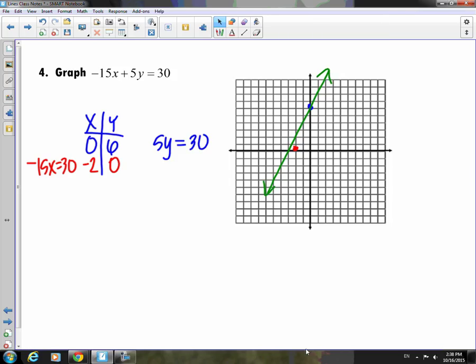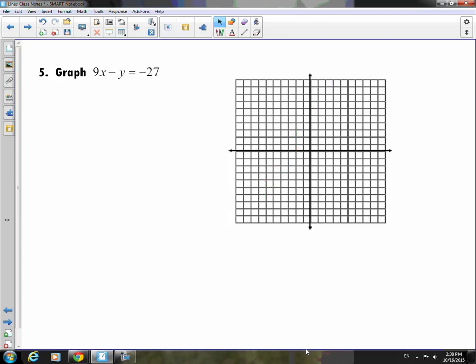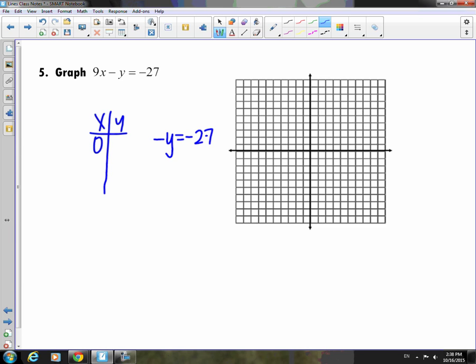Okay, staggered zeros method. We'll try number 5, staggered zeros method. Plug in 0 for x, that makes that whole term disappear. So I have negative y equals negative 27. So the negatives would actually cancel there, and that would just be a positive 27. Plug in 0 for y, that would leave me with 9x equals negative 27. So that would leave me with a negative 3, because 9 times negative 3 is negative 27.